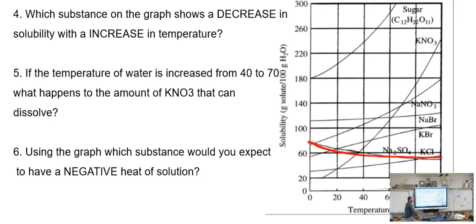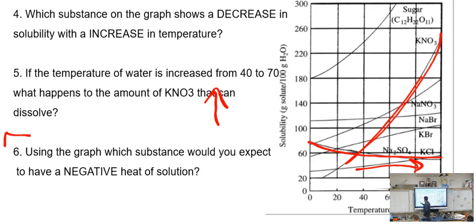All right, number 4. This one should be very simple, I hope. Which substance on the graph shows a decrease in solubility with an increase in temperature? That would be the red one, right? Na2SO4. How many of you had that one? Okay. Number 5, if the temperature of the water is increased from 40 to 70, so don't overthink these. So we're just saying what happens to this line as we go from here to there. It increases, right? It goes up.